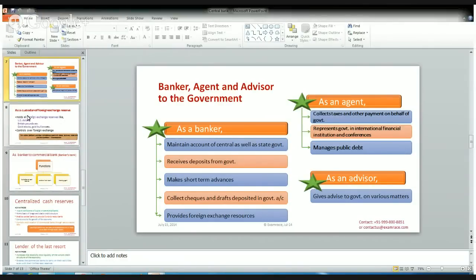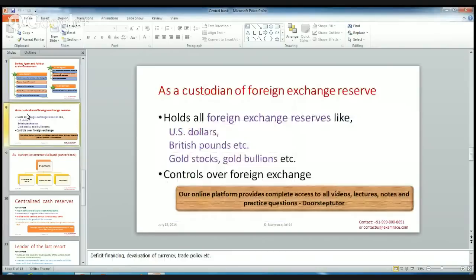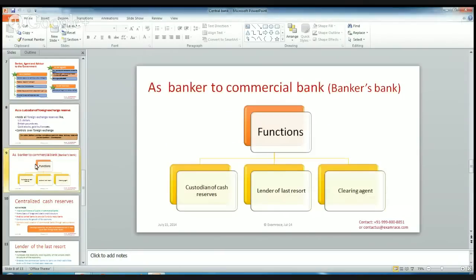The next function which is performed by the central bank is as a custodian of the foreign exchange reserve. We know that central bank holds various foreign exchange reserves like dollars, pounds, or gold stock, gold bullions, etc. So they hold the currency of various countries. So it can control the foreign exchange. The other function is as a banker to the commercial bank.